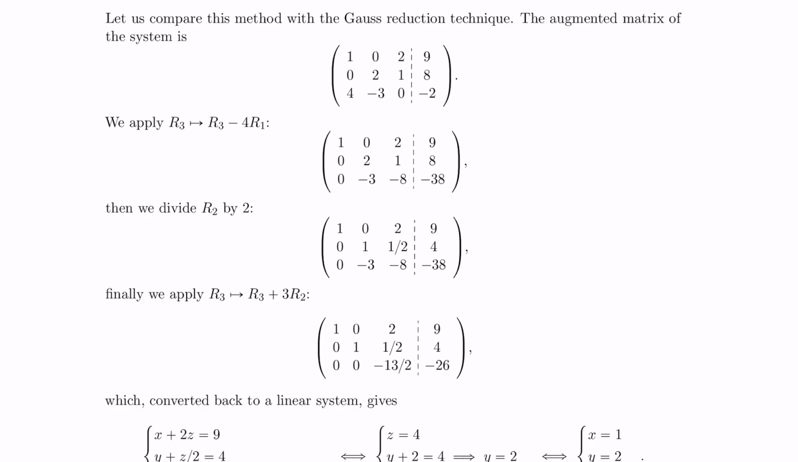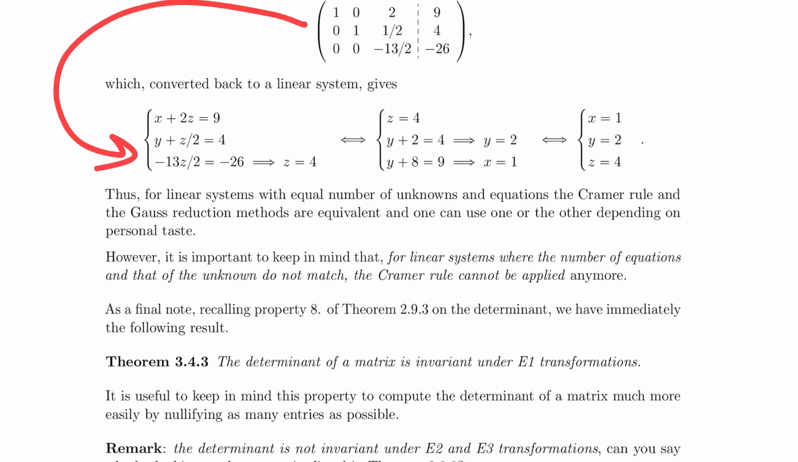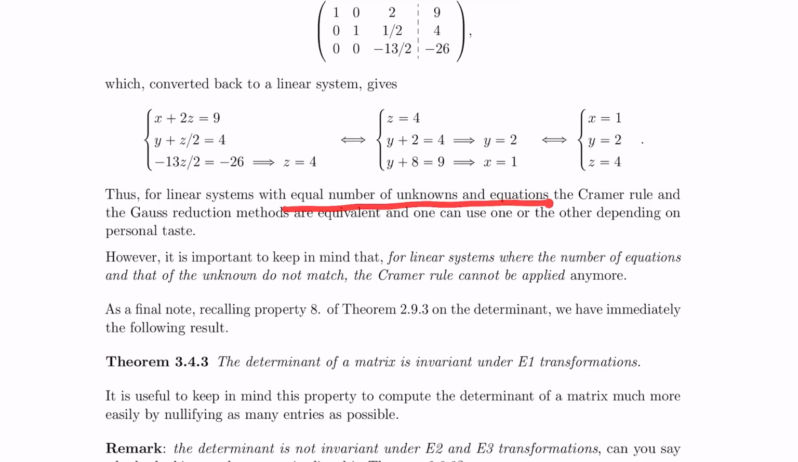In fact, if you go back to a linear system like this, and you use the substitution bottom up, you find z equals 4, y equals 2, and x equals 1, which is exactly the same solution that we have found thanks to Cramer's rule. So the take-home message is that for systems of linear equations with an equal number of unknowns and equations, Cramer's rule and the Gauss reduction method are exactly equivalent.